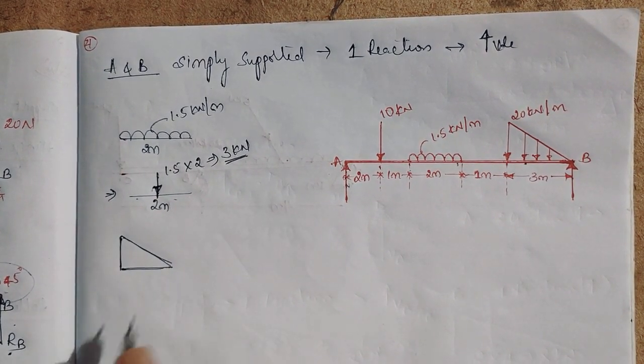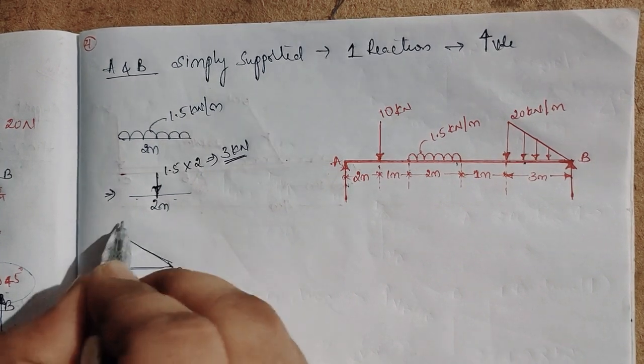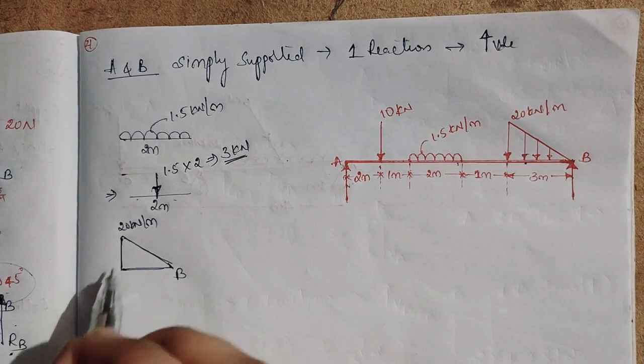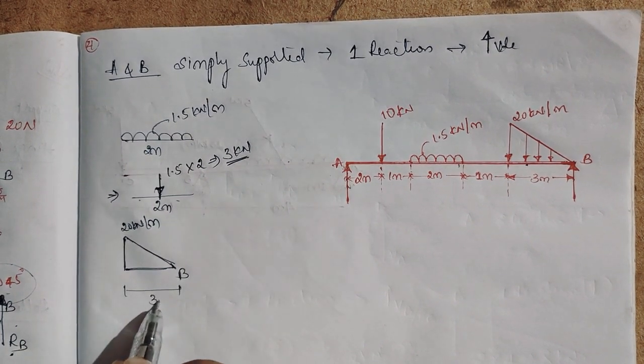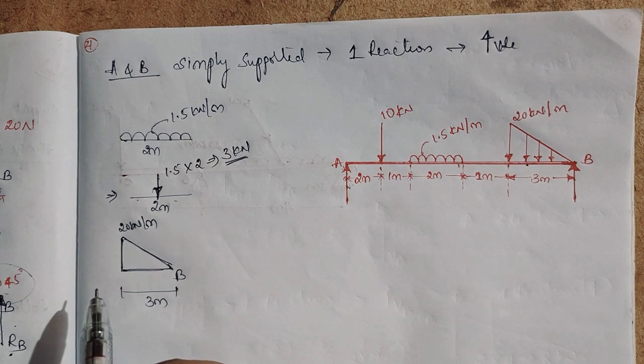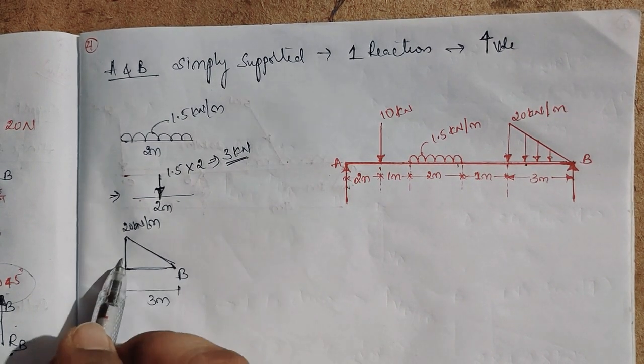So this is drawn, this is B. So what is given? This is 20 kilonewton per meter, and this is about 3 meter. So either you take from the base or from the apex. This is apex and this is base.